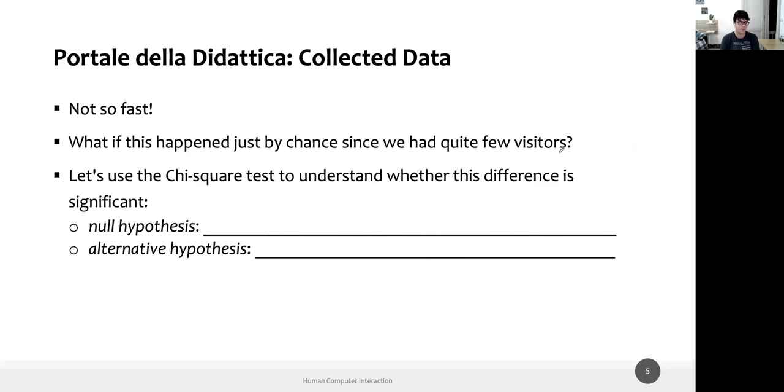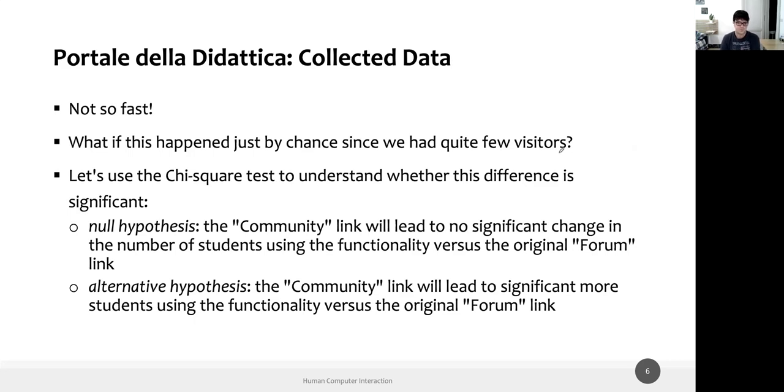Let's try to say it better than this. Instead of saying, we want to say, alternative: community leads significantly more students with respect to forum. The alternative, it's okay. So yeah, we can use this. So alternative hypothesis, quite close to the one in the chat: the community link will lead to significantly more students using the functionality versus the original forum link. So it is basically more or less the same as the one in the chat, with the difference that here we also have using the functionality.